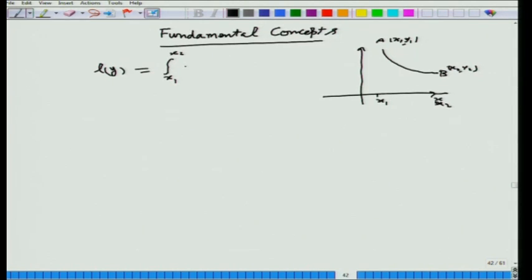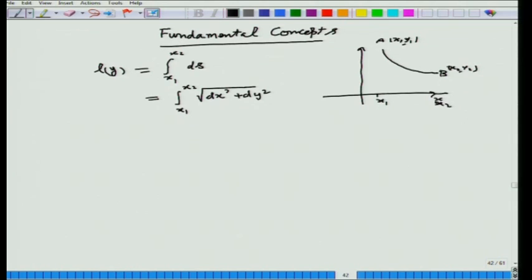The integral from x 1 to x 2 of d s, where s is the arc length, is given by the integral from x 1 to x 2 of square root of d x square plus d y square. This is a plane curve, so we have x and y variables only. In general, if we have a 3 dimensional curve, then d s would be square root of d x square plus d y square plus d z square. Here there are only 2 variables.